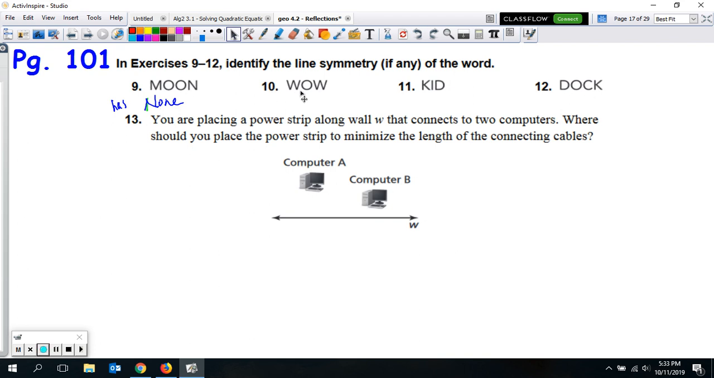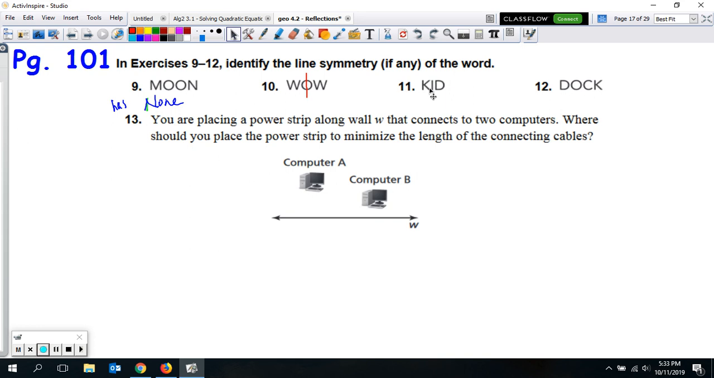For 10, can we draw a line of symmetry going along horizontally like this? No, that doesn't map. You can't fold it this way. How about going right through the O, right through the middle? Would that map it? Yes, that would fold it over. So we could draw this line. This one does have line symmetry, and it's going right through that O right there.